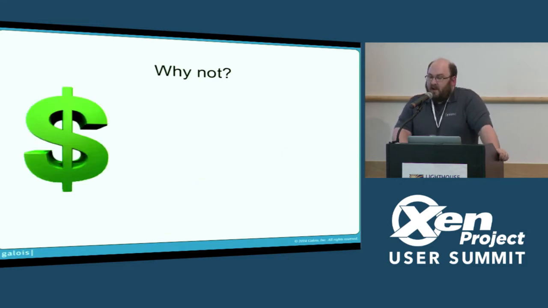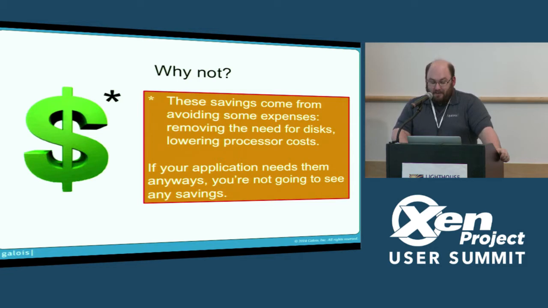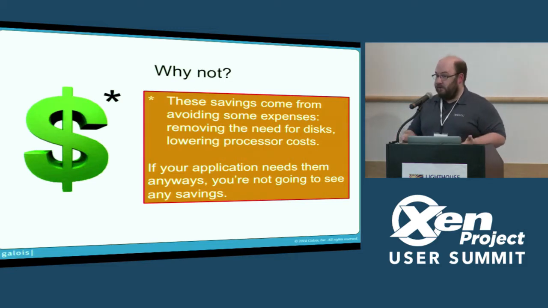And the final reason why not: I mentioned that unikernels can save you money. I really should have put an asterisk right after that. The savings you get from unikernels come from avoiding some expenses. For example, they quite easily remove the need for disks. They can quite easily lower your memory footprint, and they can also quite easily reduce your computational burden. All these things can let you use a lower powered VM and save some money. Of course, if your application is, for example, a scientific computing application that needs gigs and gigs of memory and is going to peg the CPU no matter what you do, you aren't going to win in this case. And so in that case, unikernels may not be the best decision.